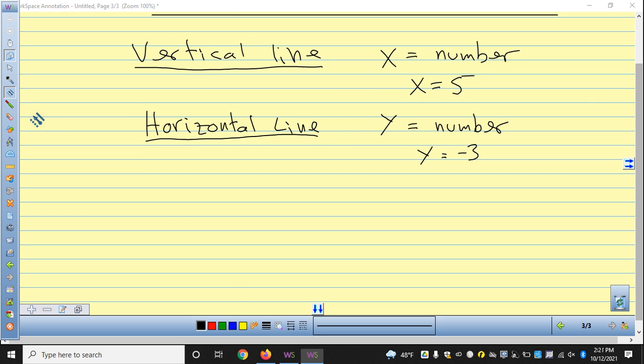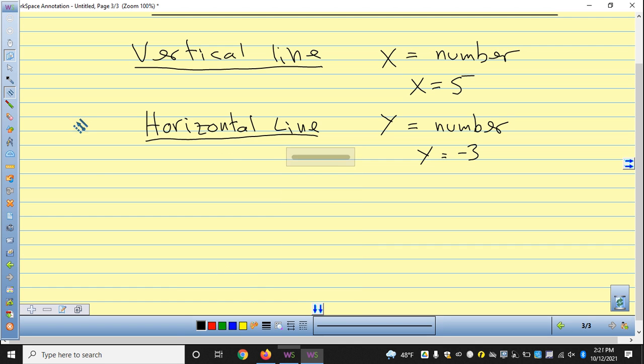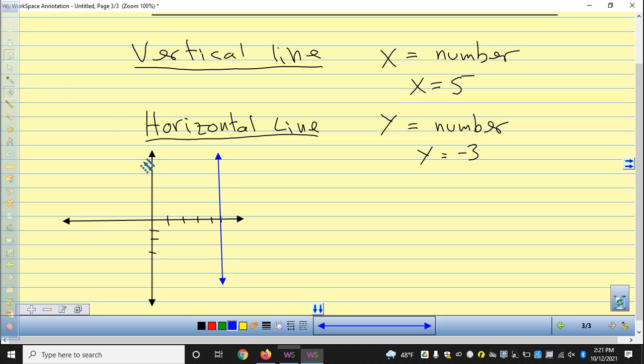And if we want to graph these, here are my axes. To graph a vertical line, x equals 5, we're going to graph a line that goes through x equals 5. So that is the line x equals 5. No matter what y is, my x coordinate is 5.